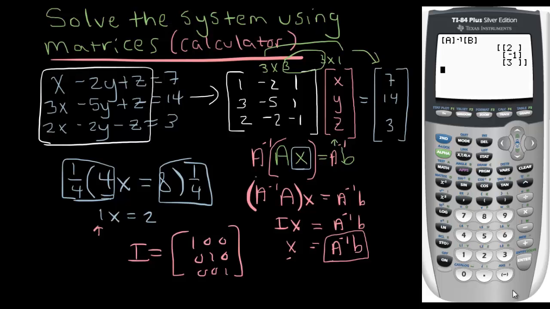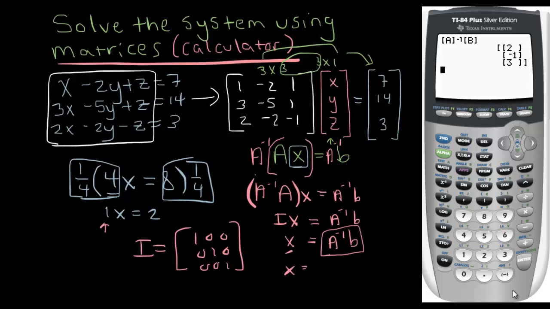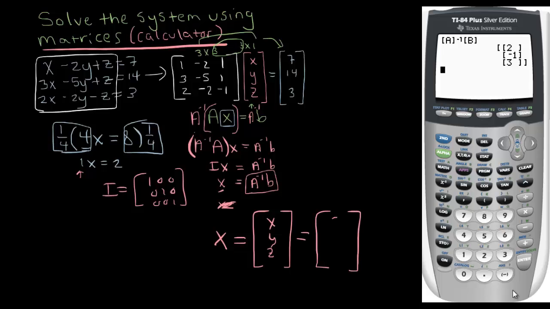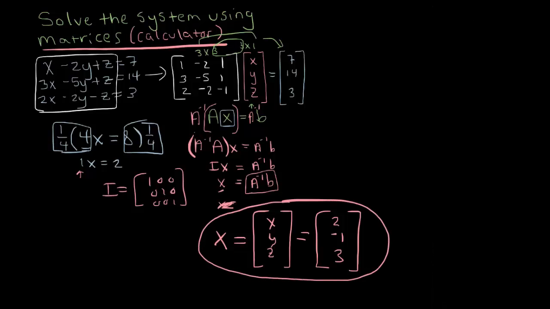So x, which of course is really this, is equal to 2, negative 1, 3. So I'm sure you like that way much better than when we did row operations. But in any case, of course this is quick and easy if you have a calculator on you and if you're allowed to use a calculator.